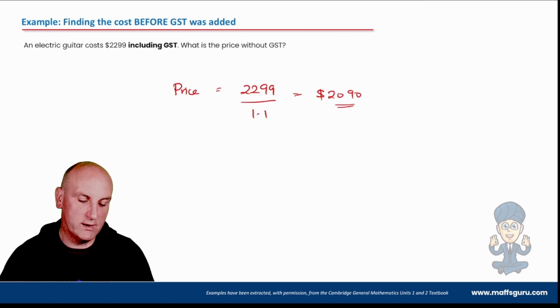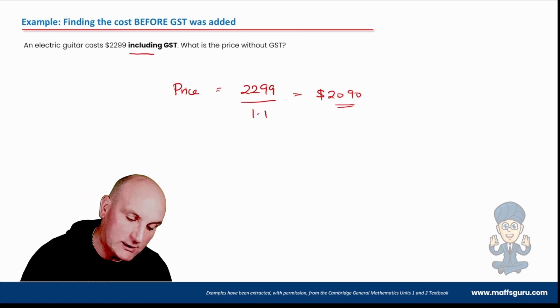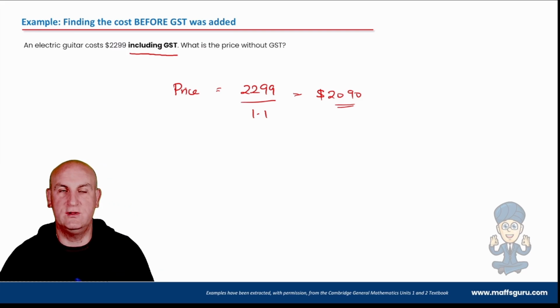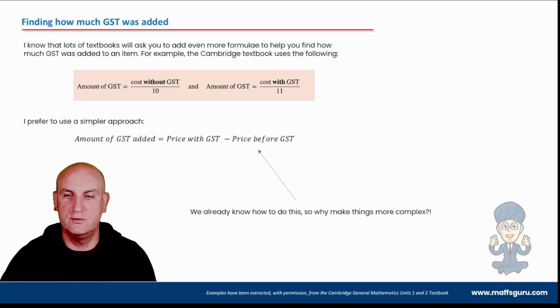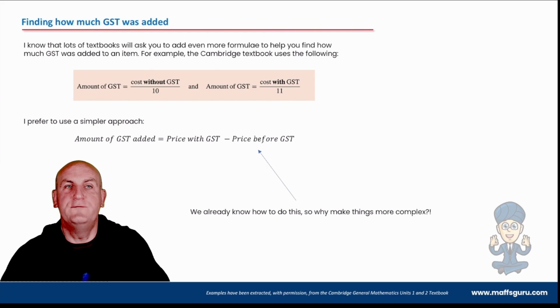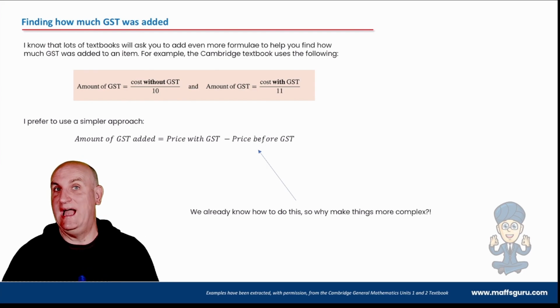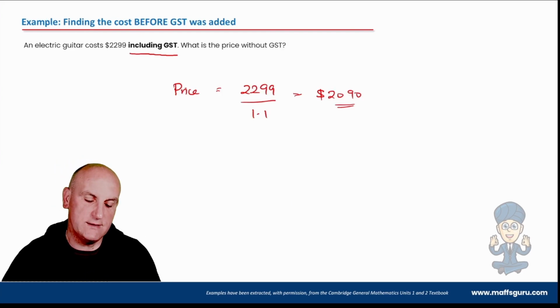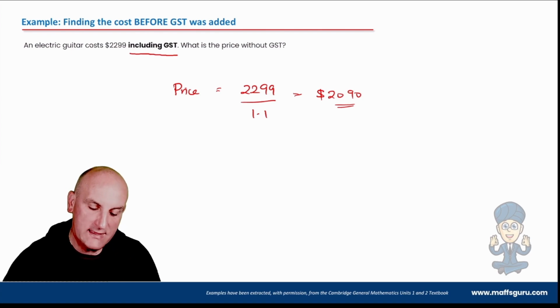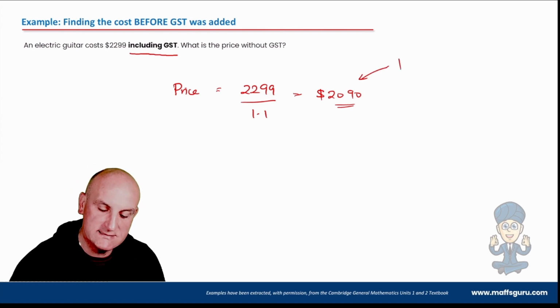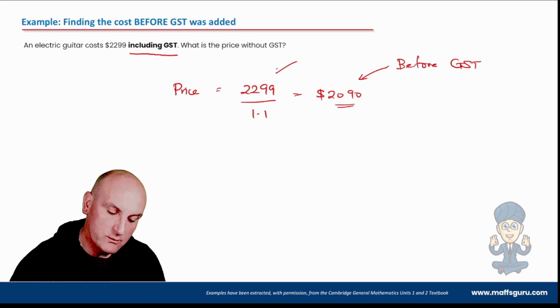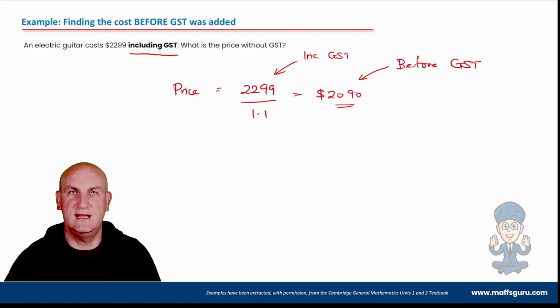Use the formula, but make sure you pick up what's done in the question. All right, and again, what I'm saying there is it says here, including GST. All right, so it's giving you the cost including, and it wants it before GST. All right. Finding how much GST was actually added. Oh, well, in which case, let's go back to this example here. That was my price before GST. And the price including GST was that one there. That was including GST. So how much GST was added?